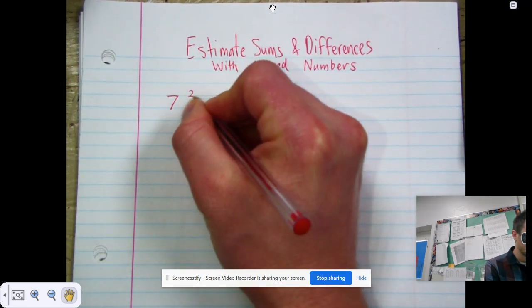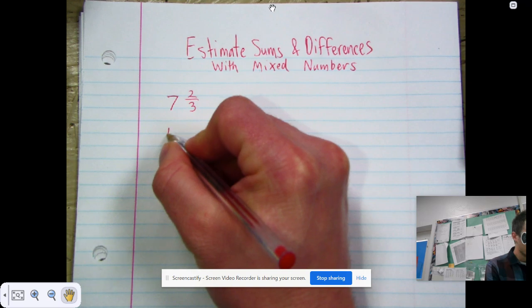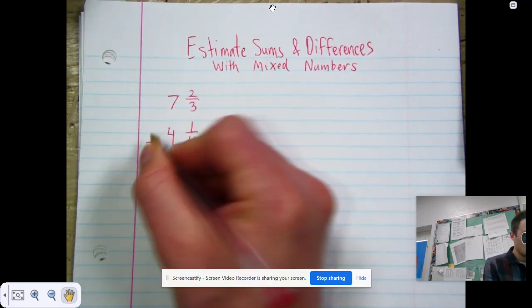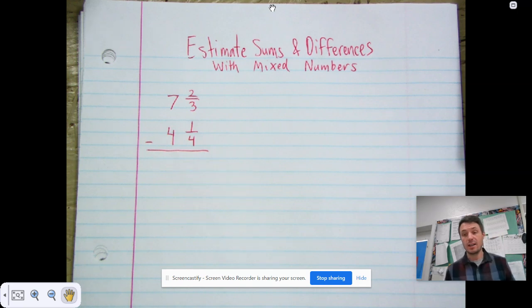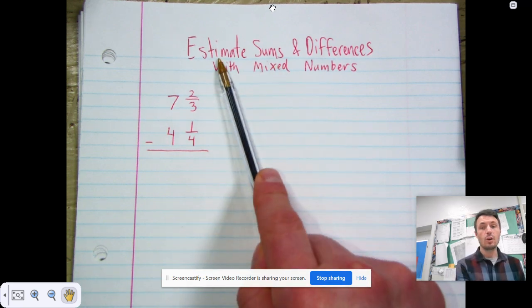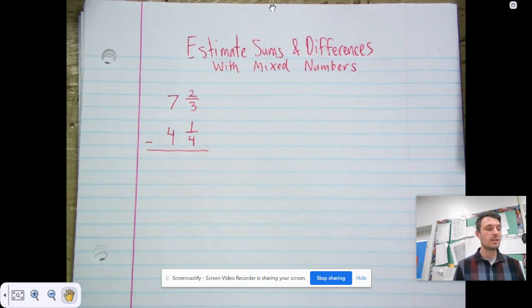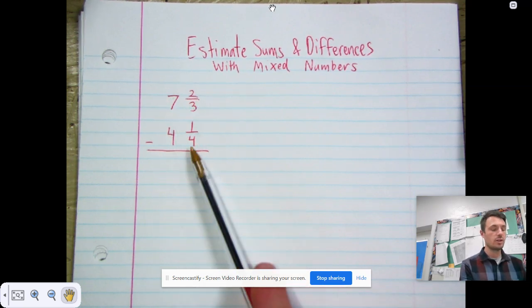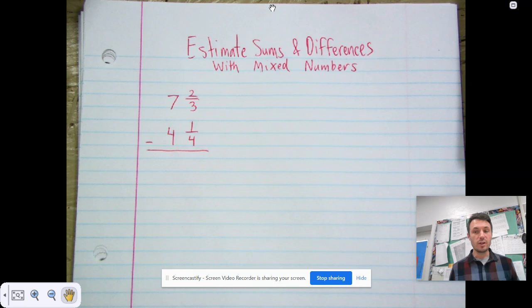Let's say we had 7 2/3 minus 4 1/4. Now, in order to find the exact answer to this, we'd have to find common denominators, but we're not doing that today, again because today we're estimating. So what we're doing today is rounding these mixed numbers to the nearest whole number. And it's really pretty simple.